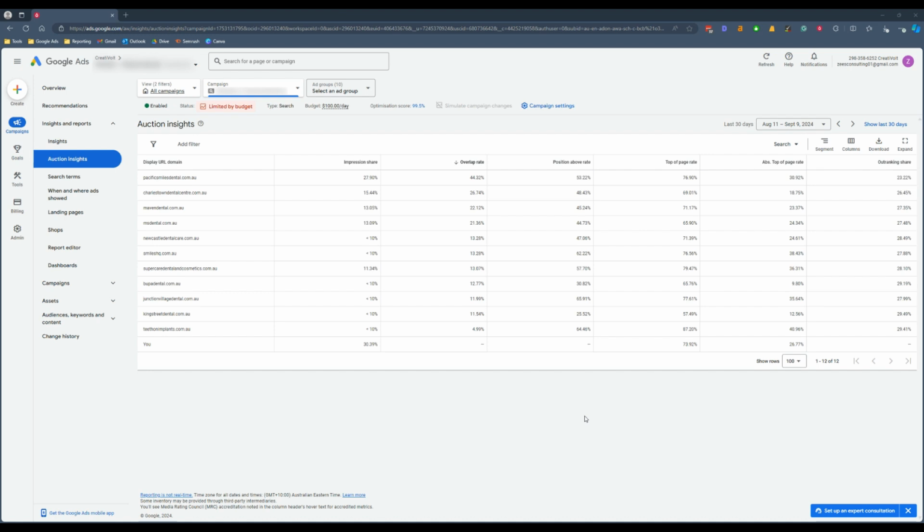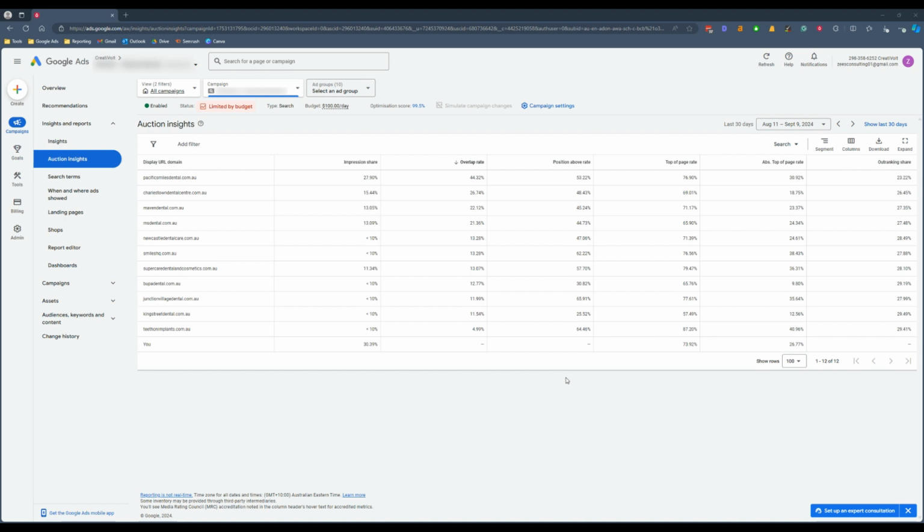Now, moving on to the overlap rate column, and personally, I find this one to be by far the most useful data point that you can get on your competition, because basically what it tells us is how often the competitors' ads appeared in the same auction as ours. So it's one of the best ways to see who your direct competitors are, because it will show you who appears the most often for the same keywords that you're targeting.